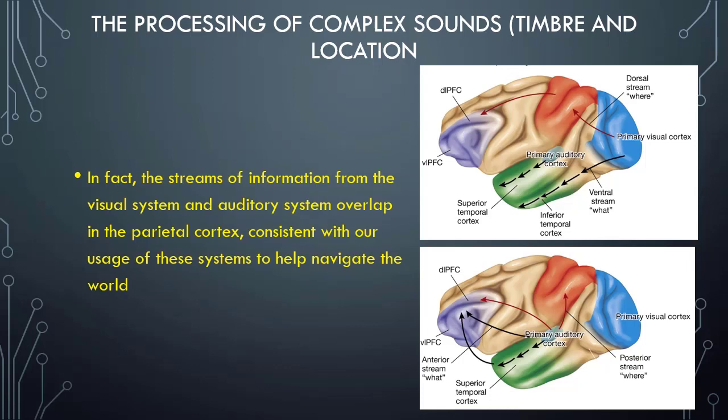So as I said, but to highlight it here once more, these systems overlap because we use that information for all kinds of decision making, for navigating our world, and so these systems are parallel systems for a reason.